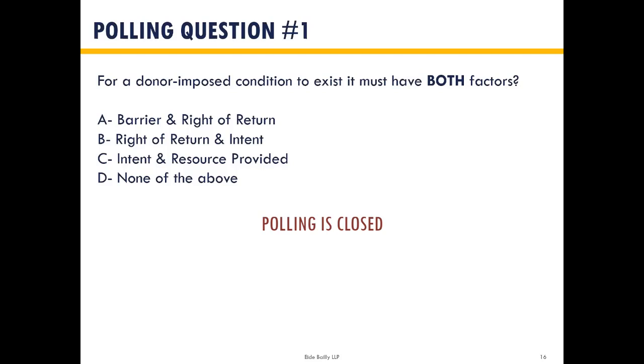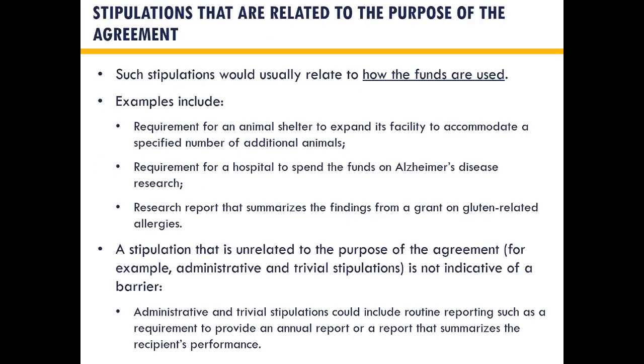All right, so moving on to our final indicator, our third indicator: stipulations that are related to the purpose of the agreement. So these are usually going to relate to how those funds are used. Some examples included here: it could be a requirement for the animal shelter to expand its facility to accommodate a specified number of animals. It could be the requirement for a hospital to spend those funds on Alzheimer's disease research. Or it could be a research report summarizing the findings from a grant on gluten-related allergies.